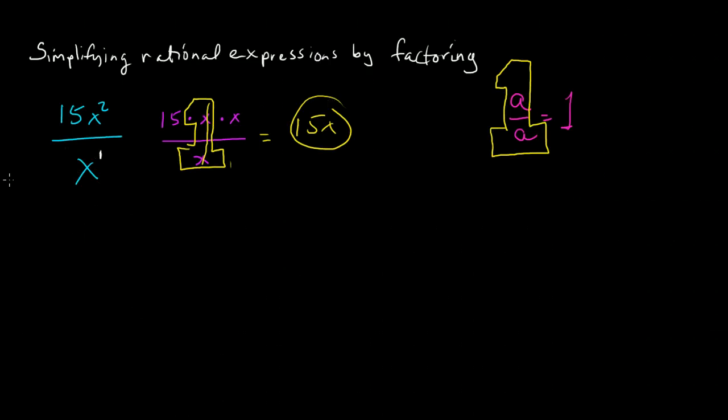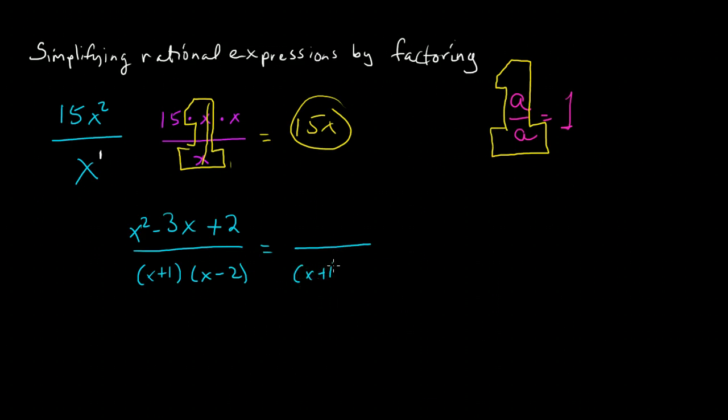Let's take a look at another one where we have x squared minus 3x plus 2 over x plus 1 times x minus 2. So the bottom, the denominator here, is already in factored form. So let's factor the numerator and then see if we can divide out any 1s. Sorry, I had 1s on the brain.